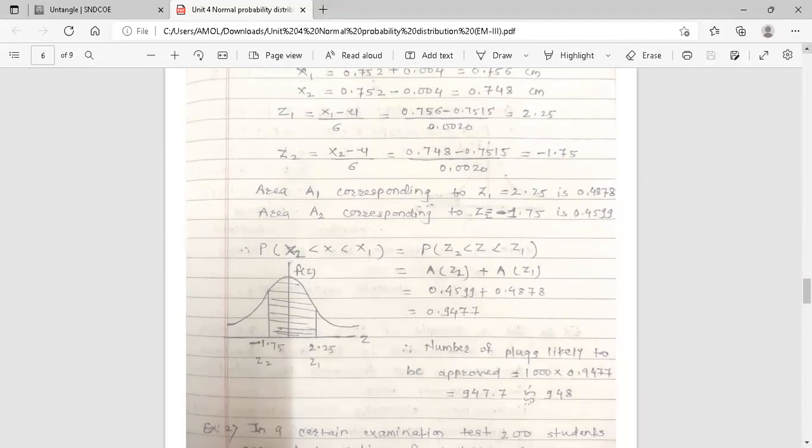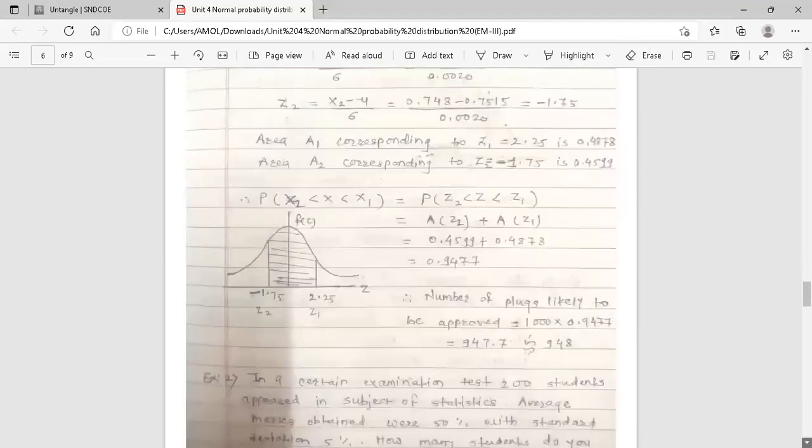Now, our aim is, how many of the plugs are likely to be approved if the acceptable diameter is given? Assuming 1,000 brass plugs taken consecutively, how many plugs are likely to be approved? That is our question. So multiply this probability by 1,000 so that we have the number of plugs likely to be approved, and it is equal to 947.7, which is approximately 948.